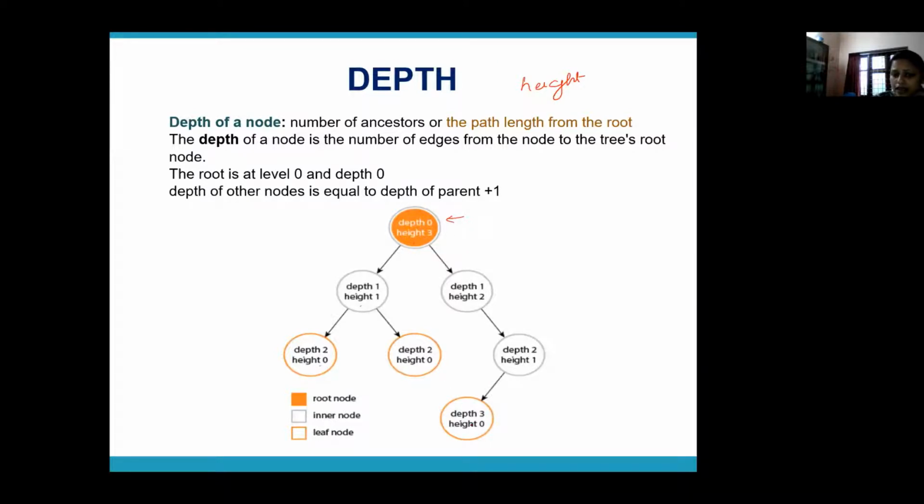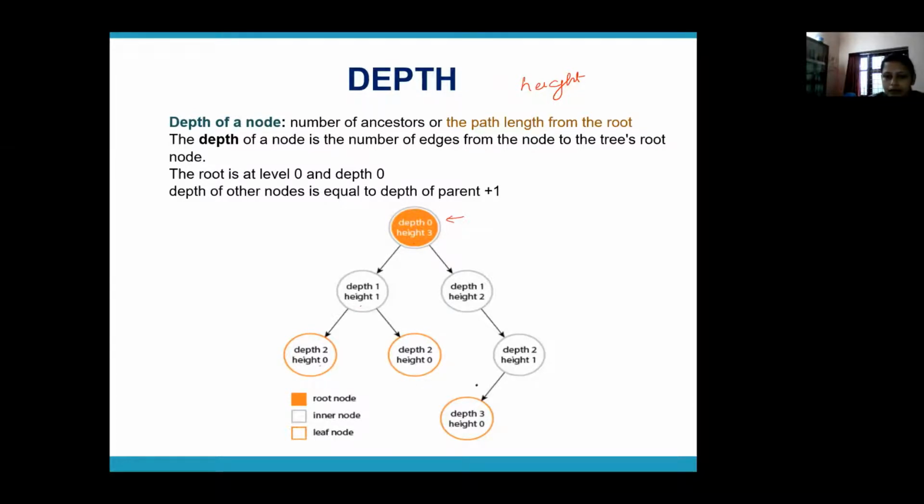So you can see here height 0, height 1, height 2, height 3. So the height of this node will be 3, not 2. Why? Because you have to always consider the longest path, whereas depth does not have any such constraint. Depth is just the number of ancestors or the path length from the root.